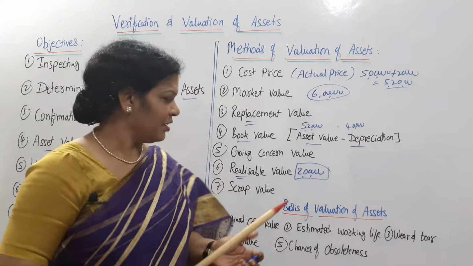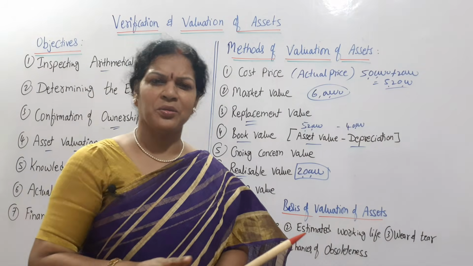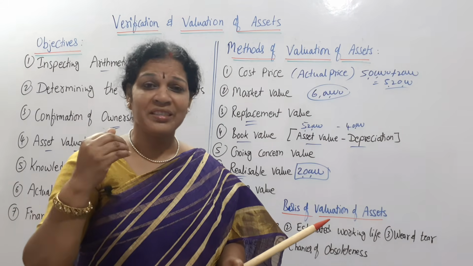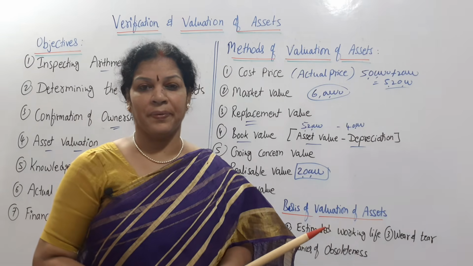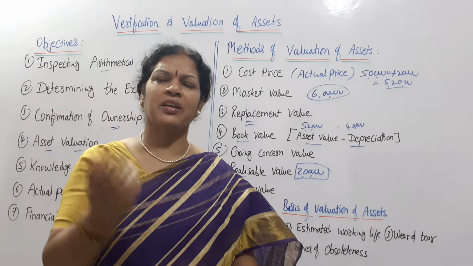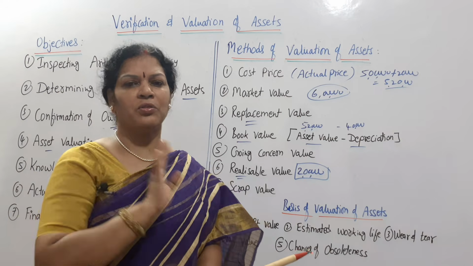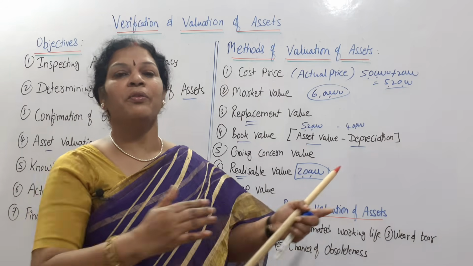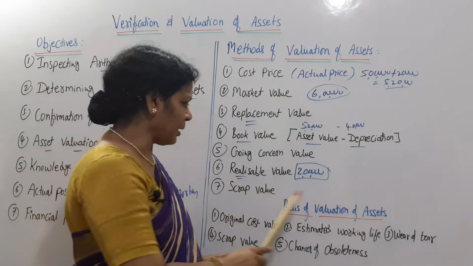Are you getting it? And the last one is the scrap value. The asset is not at all usable. We are not in a position to use it, so no one is ready to purchase it. Then it has to go under scrap. For scrap, suppose you are expecting around 20,000 or 30,000, some amount, that also we have to calculate. What is the scrap value we are going to get from that asset? So that is the scrap value.